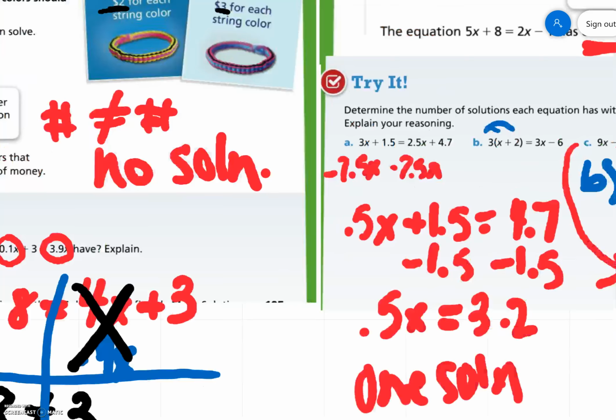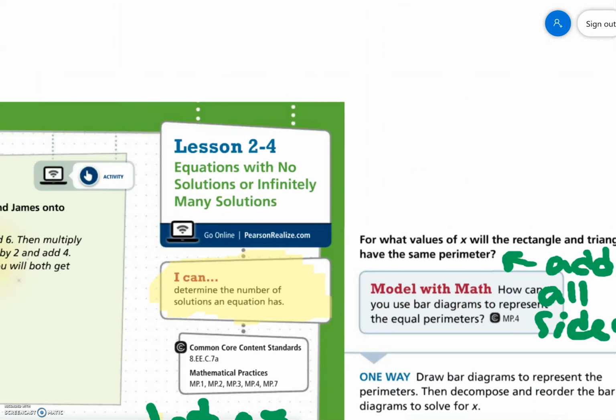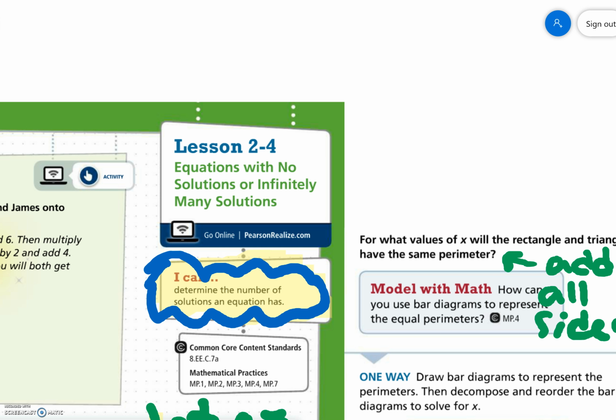All right, 8th grade, let's say it. I can determine the number of solutions an equation has.